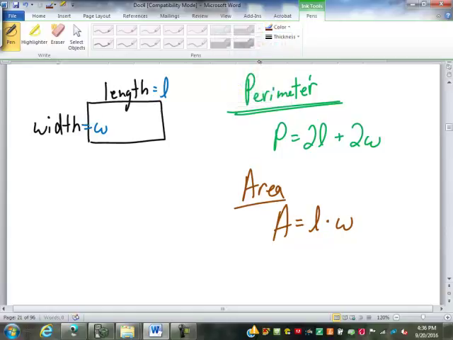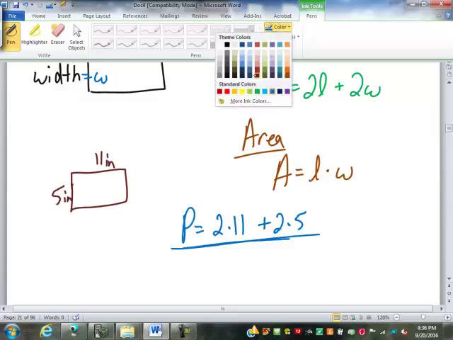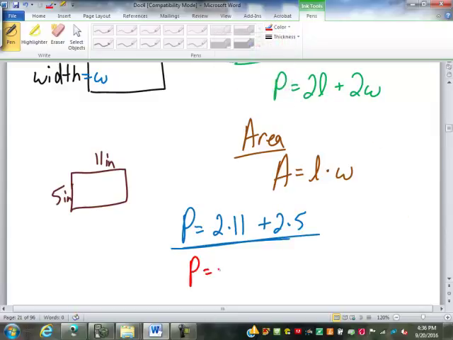With these formulas, first of all, if I give you a rectangle that is 5 inches by 11 inches, we can find the perimeter. Perimeter is going to be 2 times 11 plus 2 times 5. Order of operations is all we have left to do. 2 times 11 is 22. 2 times 5 is 10. We get 32 as our perimeter.